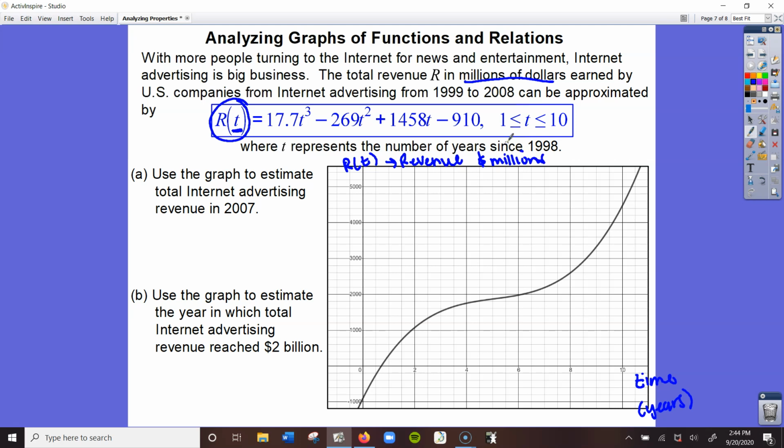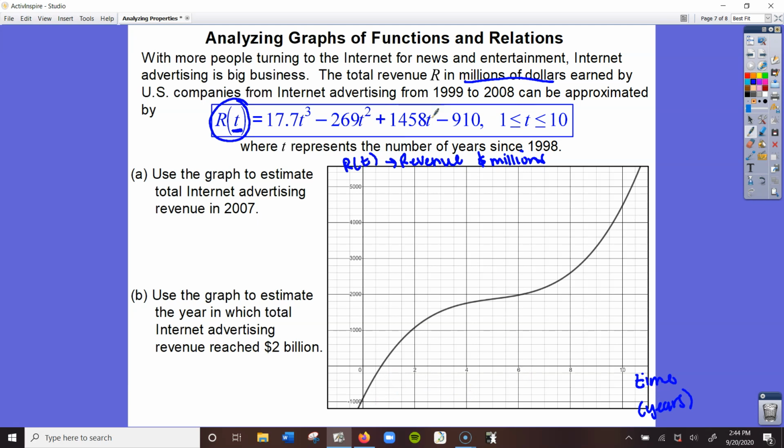So now I'm ready to see what these questions are exactly asking. This one says, use the graph to estimate total internet advertising revenue in 2007. However, when I look at my t-axis here, it's not in years. I mean, it is in years, but it's not represented by 1999 through 2008. We have these numbers instead.